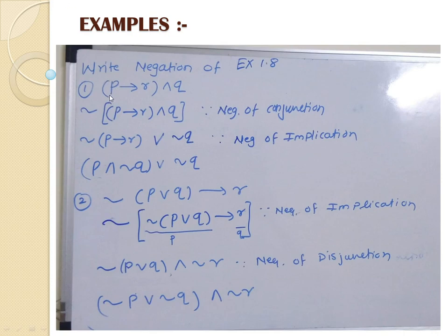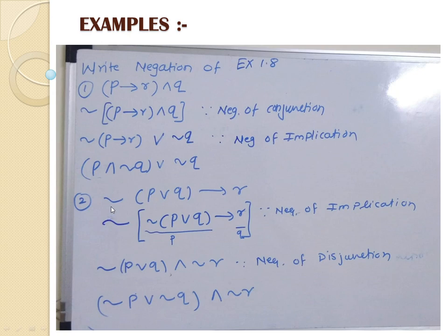First example is P implies R conjunction Q. We have to write the negation of this whole statement pattern. So negation of bracket P implies R conjunction Q. Consider the first term as P and the second term as Q. Now there is the symbol of conjunction, so use the property of negation of conjunction. It is equal to negation of bracket P implies R disjunction negation of Q. Now here is the symbol of implication, so use the negation of implication property. So it is equal to P conjunction negation of R disjunction negation of Q.